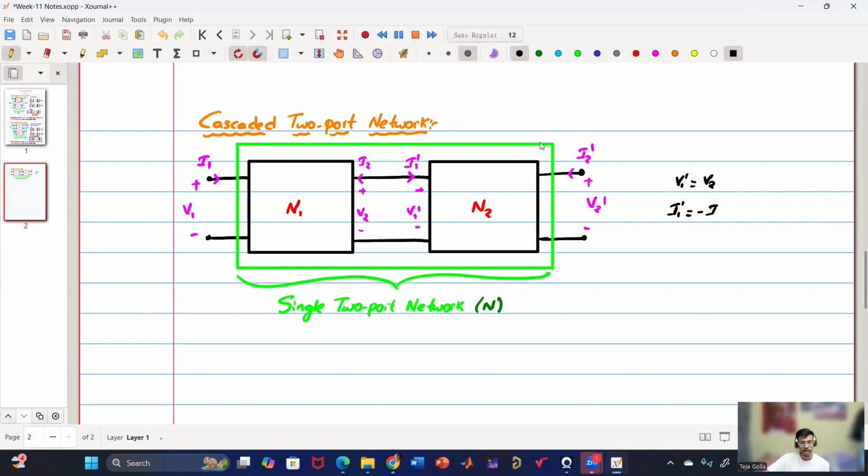Now which parameters do we have to use? Because we have to combine two networks, and this is my input and this is my output, I have to get the relation between V1, I1 and V2, I2. So which parameters will be good? Parvatam says I1 and I2 dash are input and output. Yes, so this entire network becomes my new network N, and I want to get a relationship between these two. Which parameters make my life simpler?